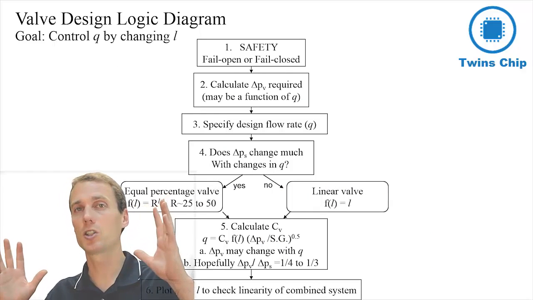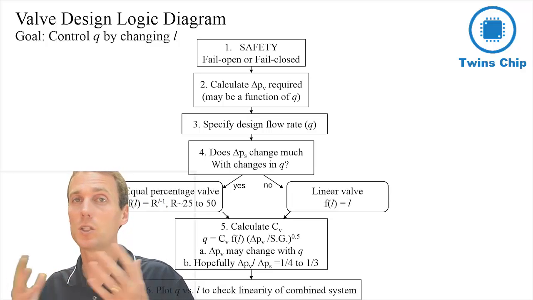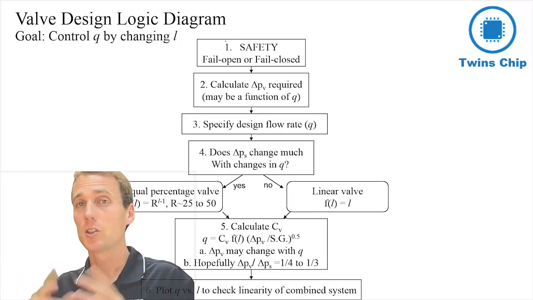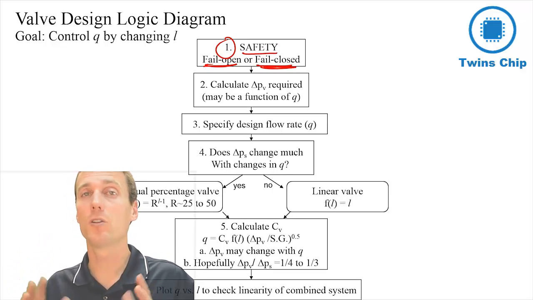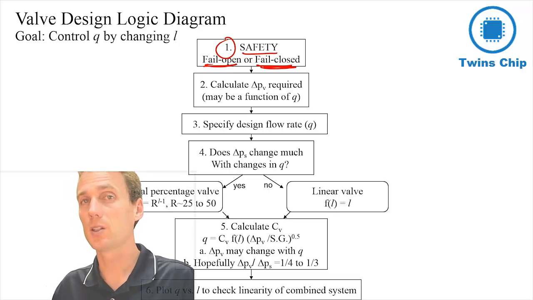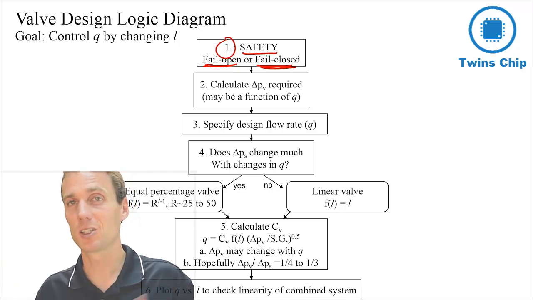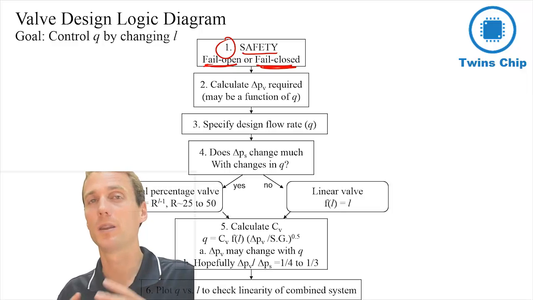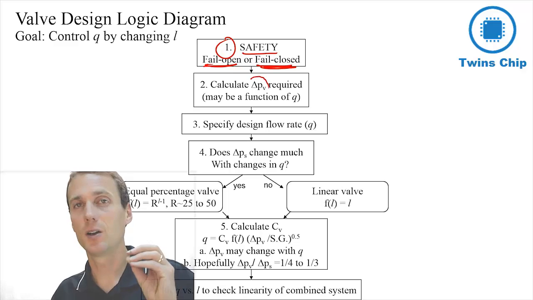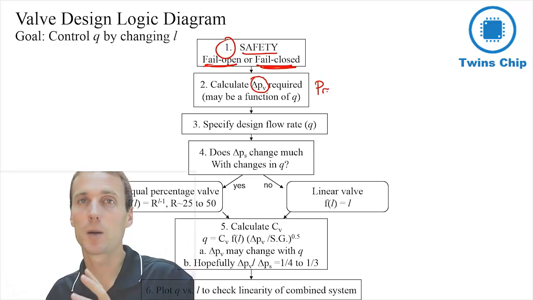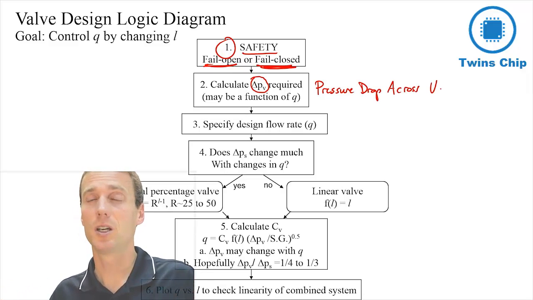So this is kind of a flow chart of this overall process of designing a valve, which valve to use for a particular application. So first thing that we want to consider is the safety. Do we want this thing to fail open or fail closed? And so that goes into like the cooling water versus reactants coming into the reactor. Okay, so that's the first thing to choose, which one we want. Then we want to calculate the delta PV required, the pressure drop across the valve that's required, and that might be a function of Q as well.